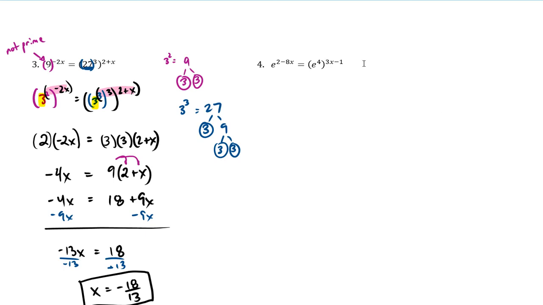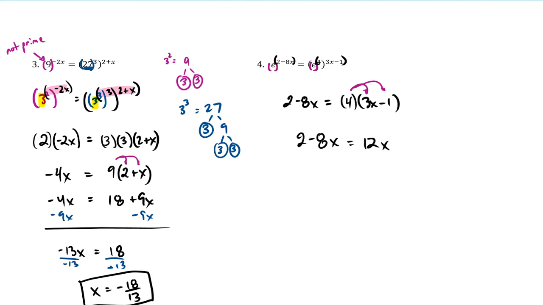Okay, let's see number 4 here. Here's what's good about the base e, is that we already have e as the base. So that's already ready to go, which means these powers would be equal to each other. Okay, so we have 2 minus 8x will equal 4 times 3x minus 1, the parentheses being 4 times the quantity. And so now I can distribute the 4. So we'd have 2 minus 8x equals 12x minus 4.